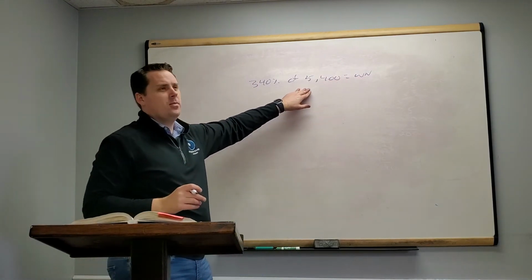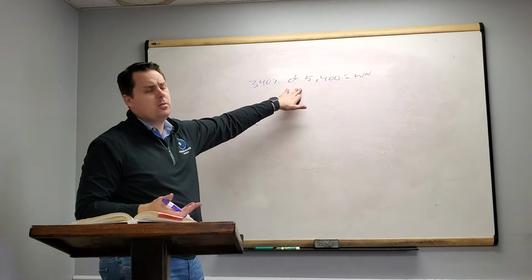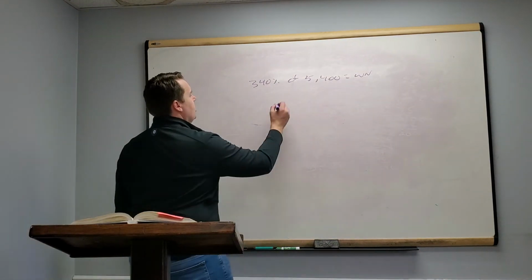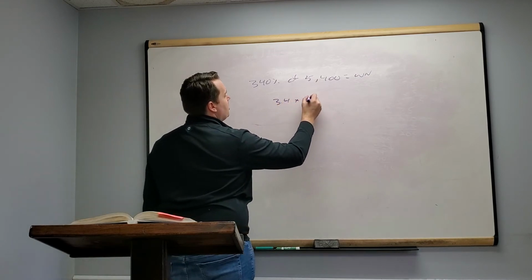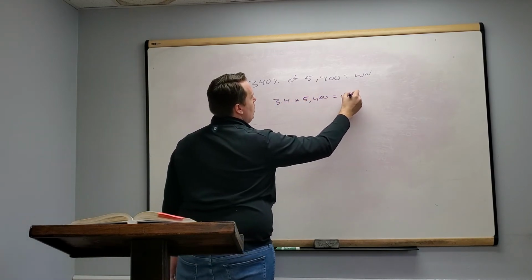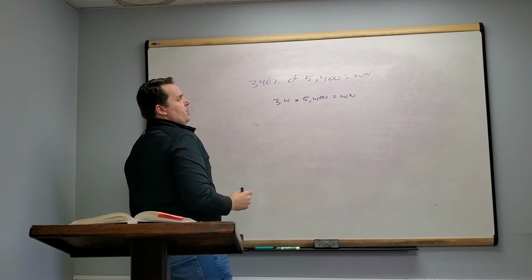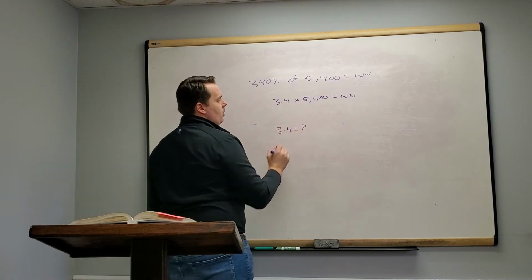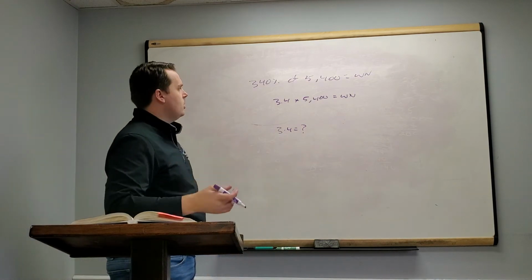There were already 5,400 on the ground. So let's change it: 3.4 times 5,400 equals what number? Okay, so I don't divide anything. It's just like saying 3 times 4 equals what? Well, don't divide both sides by 4. Just go ahead and solve.